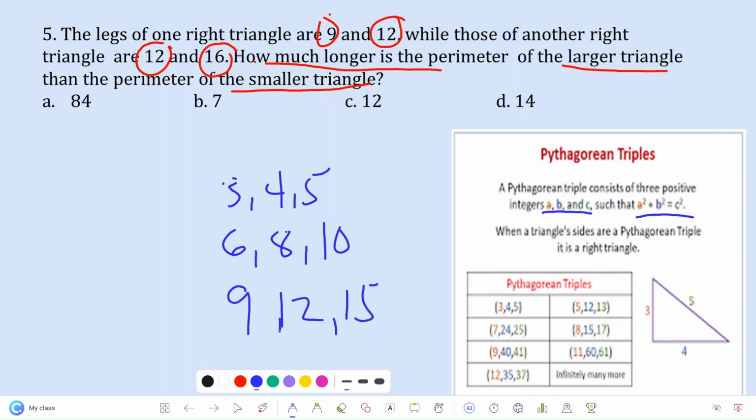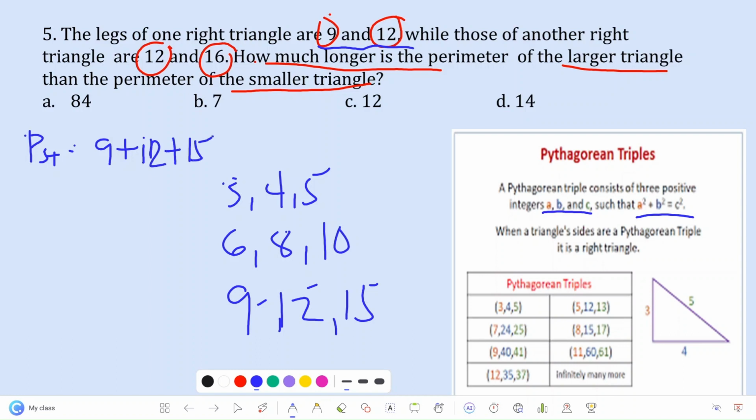So, parang meron tayo dito sa taas. So, this is 9 and 12. So, dalawa pag binigay mo, automatic na yung isa is 15. So, ang isang triangle natin ay a 9, 12, 15 triangle. At again, ang perimeter niya ay i-add mo lang ang lahat ng sides. So, ang perimeter ng smaller triangle is equal to 9 plus 12 plus 15.